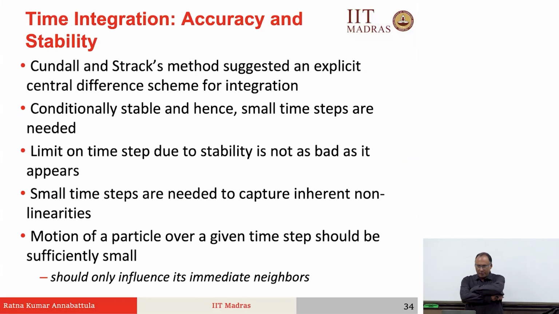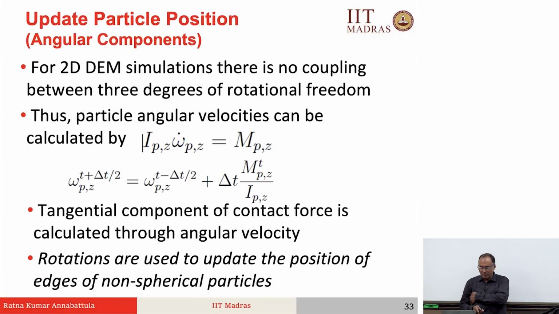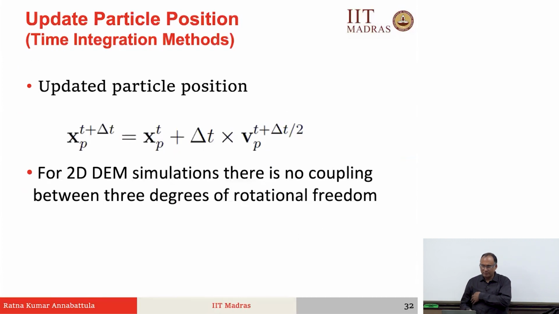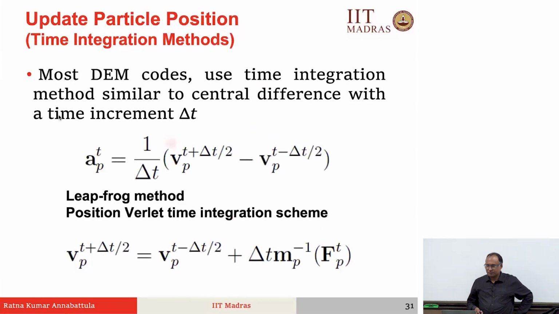So in order to solve these things, we use an explicit time integration scheme. What do we mean by an explicit time integration scheme? If you carefully look at this, acceleration, what is it telling you? If you know the acceleration, you can find out the velocity at time t plus delta t by 2, and the velocity at time t plus delta t by 2 depends only on the quantities that are already known, right? You can simply plug in and get the value. This is some sort of an explicit scheme.